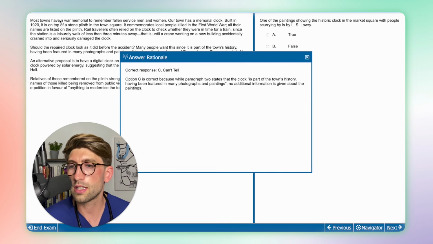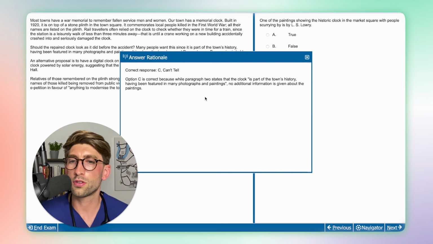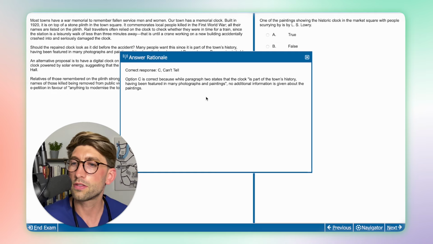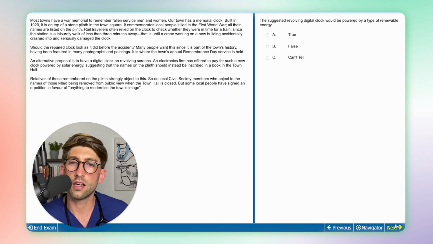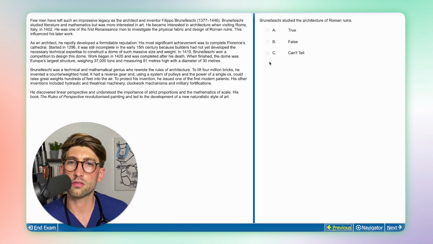Can't tell. So option C is correct because while paragraph 2 states that the clock is part of the town's history, having been featured in many photographs and paintings, no additional information is given about the paintings, i.e. this L.S. Lowry thing. Okay, so final question of this set. I moved on to the next question there.